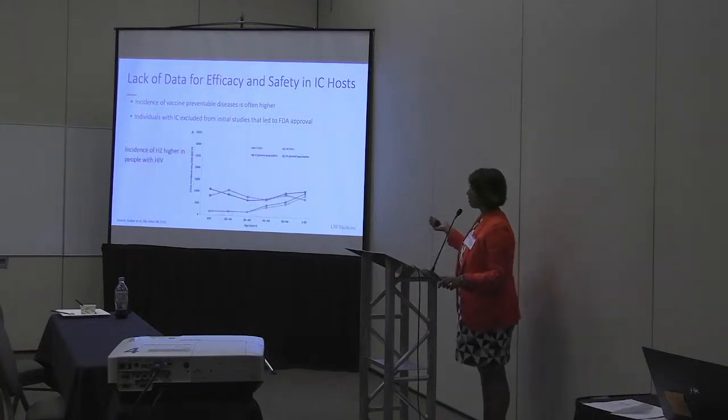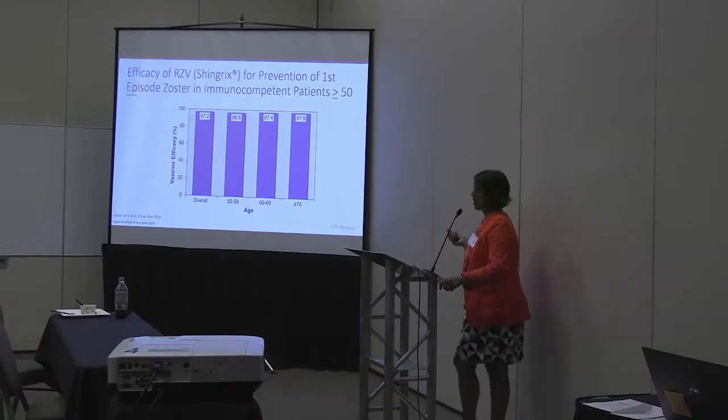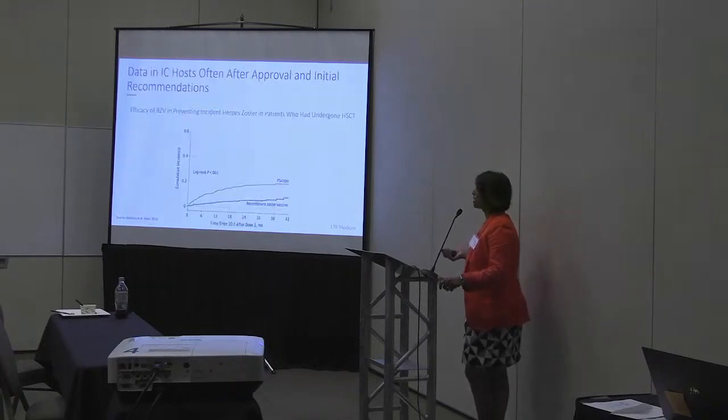So, for instance, as I mentioned, with HIV, the incidence of herpes zoster is actually much higher, even when people are younger, so younger than 50, which is our current indication. Incident herpes zoster is actually higher, and it doesn't even matter what their CD4 count is in these patients. Their incidence is higher regardless. And we know the efficacy of the recombinant zoster vaccine is quite high, in the high 90%, but this was all in non-immunocompromised patients. And this was the ZOE trial, which led to the FDA approval of Shingrix.